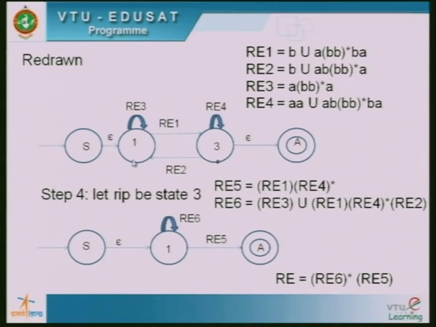And similarly here you have the regular expression RE3. Along with that you can write RE1, RE4 star followed by, again you can come back with RE2. So that's what I modified the regular expressions as RE5 and RE6 written here. This is from state 1 to A after removing state 3, and this is RE6. RE6 is nothing but RE3 union RE1, RE4 star and RE2. So the final regular expression will be epsilon followed by RE star followed by RE5.